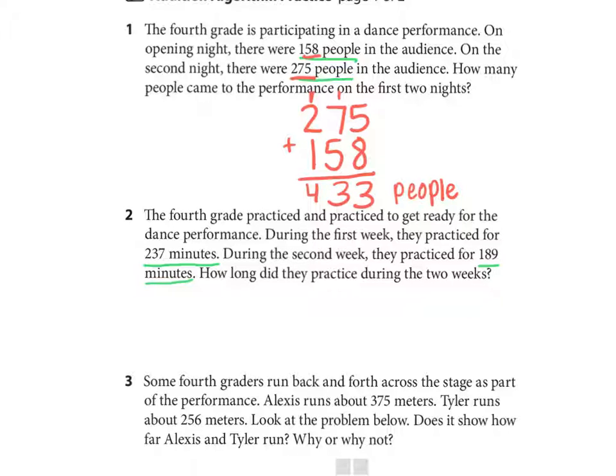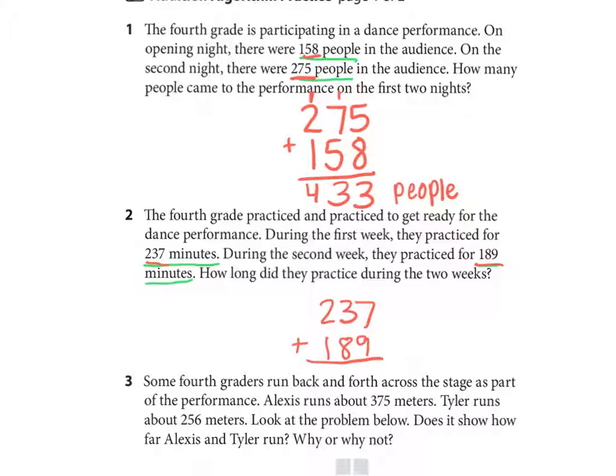So we need to figure out how long did they practice. So we need to, once again, add. So I like to take the bigger number to add first, which would be 237. Plus 189. And if you notice, I lined up my place values nice and neat. So we have the 1s, the 10s, and the 100s lined up nicely.